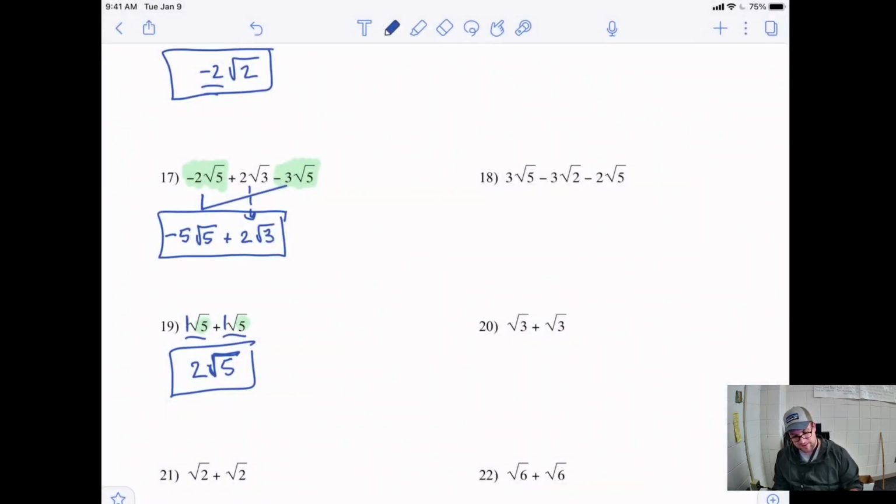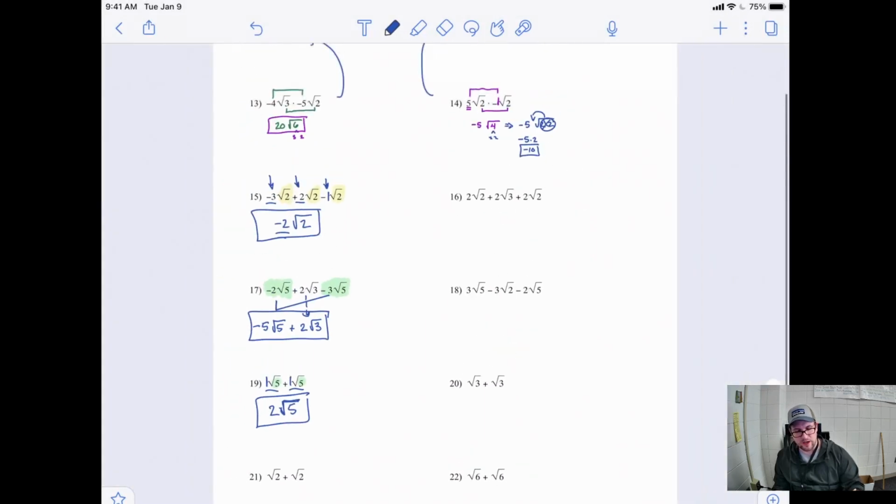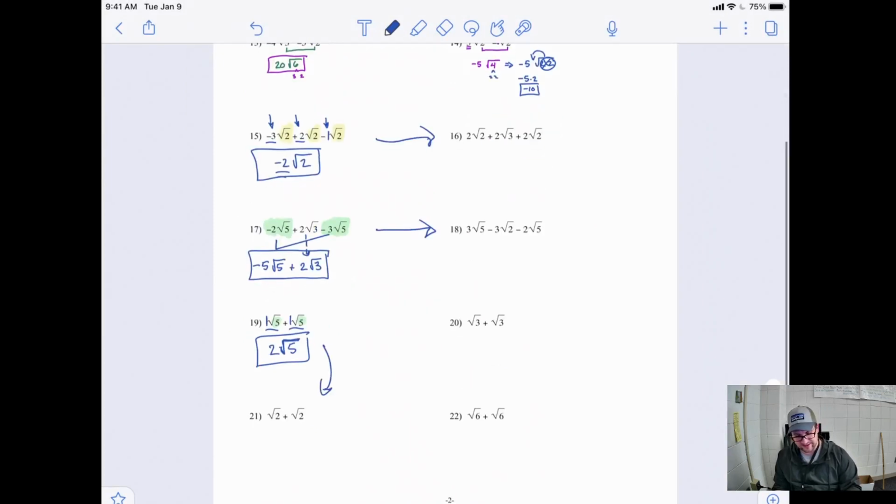Now, as you wrap up for the last time, finish up these problems. You're going to notice these are very similar to one another. And then number 19 is just like these last 3 over here. So pay attention to the example we did.